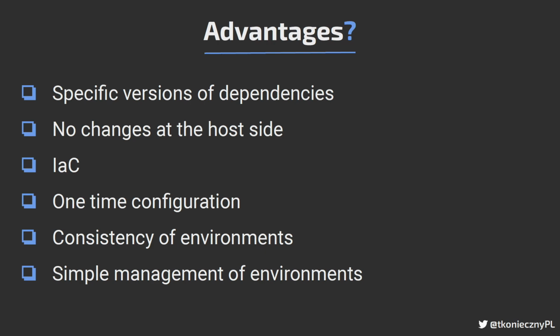Now, what are the advantages? The first one is that we have specific versions of dependencies, for example specific versions of Apache or PHP. We don't have any changes on the host side, so it's really great. We don't need to adjust our operating system. Infrastructure as code, so we have everything in our repository. We can prepare these changes once and then just reuse them, so the configuration is one-time. And also the consistency of environments, because every developer will create the local setup based on this specific configuration file. That means every single developer will have exactly the same configuration. That's something that we want to achieve.